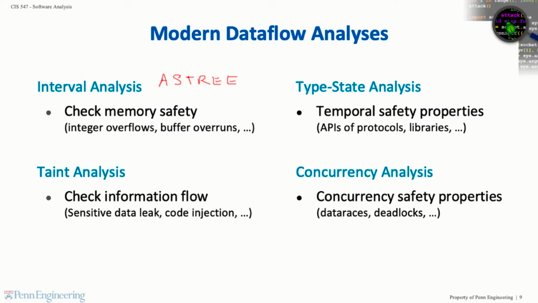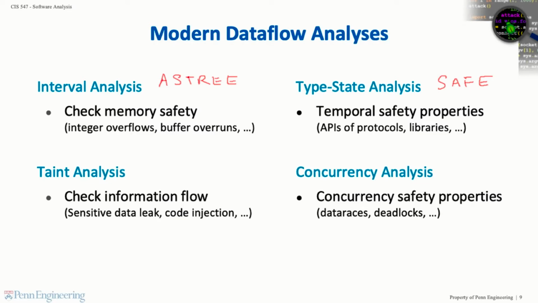Type state analysis is used to check for temporal safety properties that we discussed in the module on software specifications. Recall that such properties can be used to specify correct usage of APIs of protocols and libraries. For example, that a lock must be acquired and released in strict alternation. A popular tool that employs type state analysis is the SAFE tool by IBM for enterprise Java applications. We will learn more about it in a subsequent module on pointer analysis.